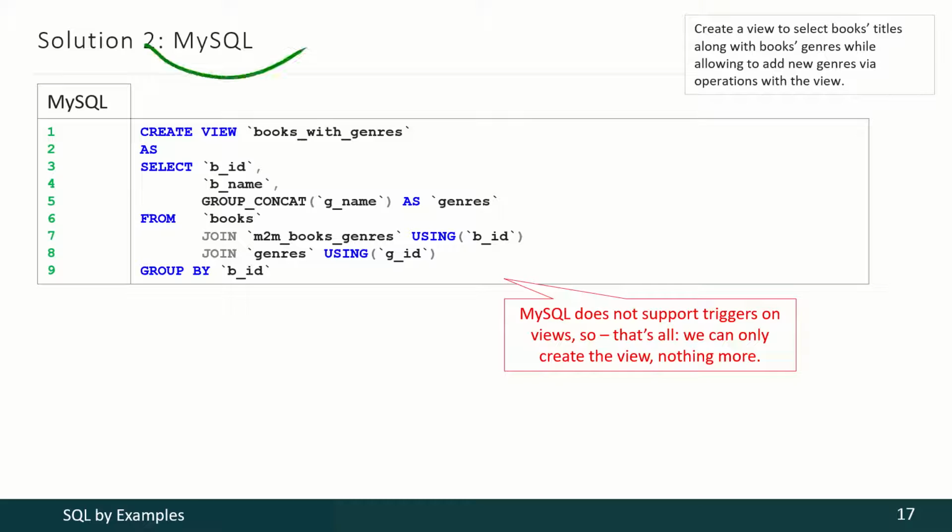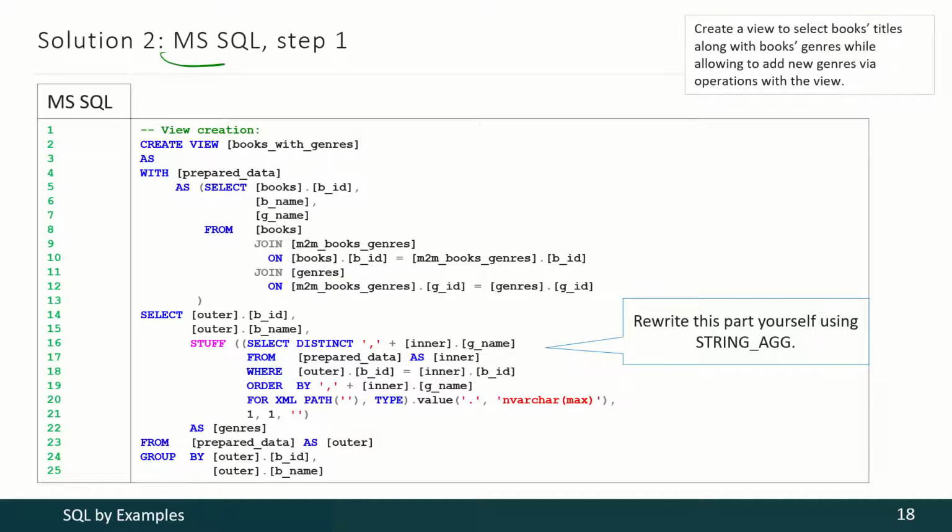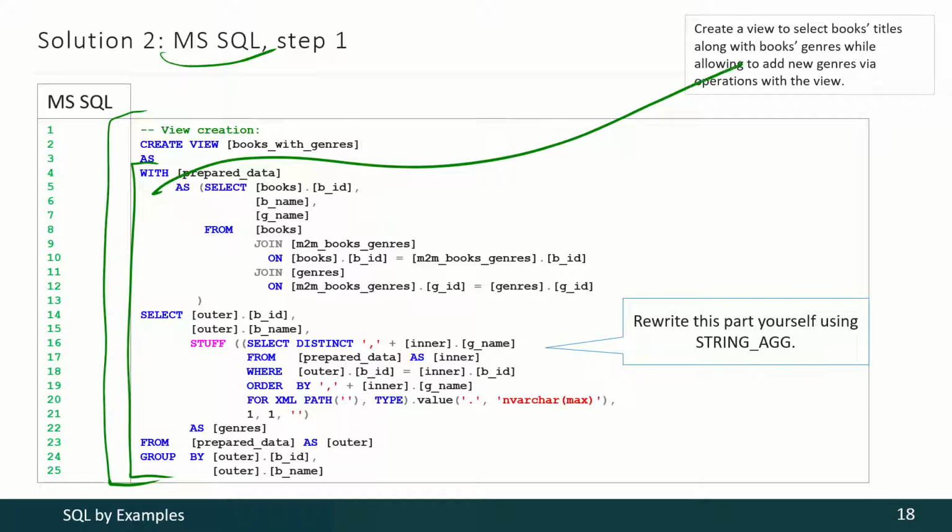For MySQL, the idea stays the same. This DBMS does not support triggers on views, so that's all. We can only create the view and nothing more here. With Microsoft SQL Server, we shall start with the view creation. The whole query here is needed to produce this data.